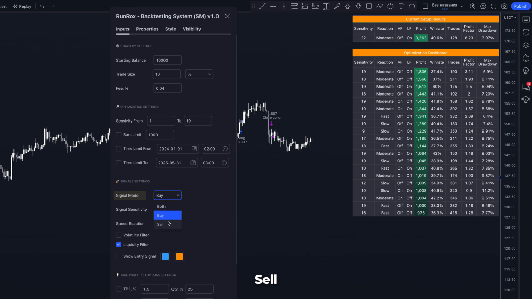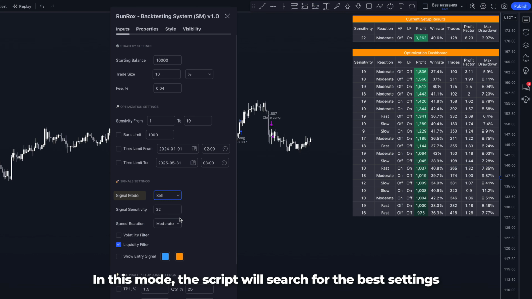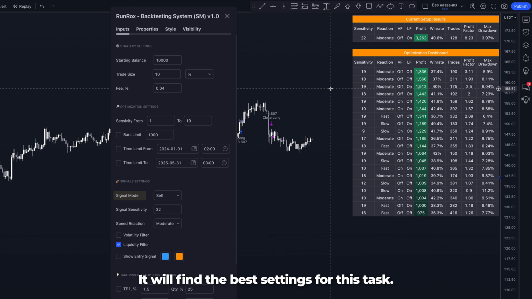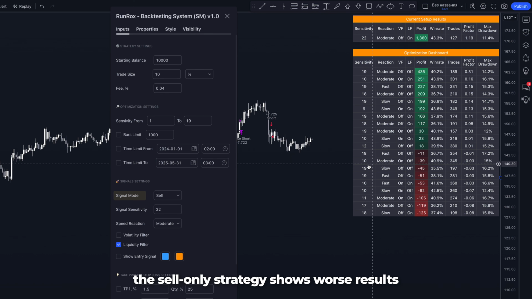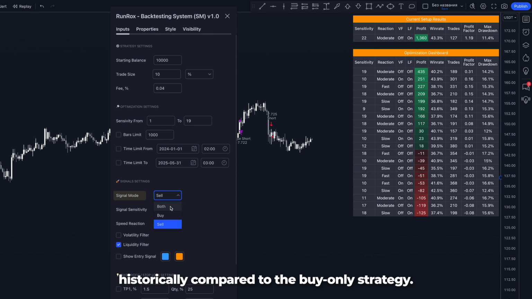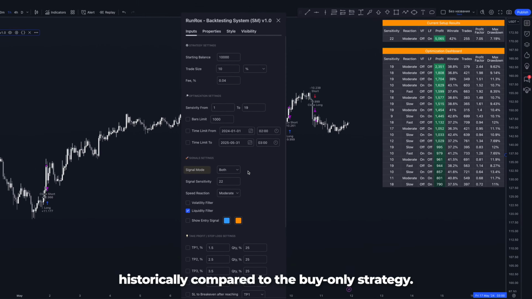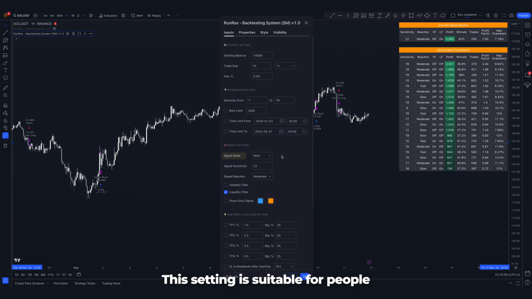Sell. The next mode is sell only. In this mode, the script will search for the best settings considering that you want to only sell the asset. It will find the best settings for this task. On the dashboard, you can see that in this case, the sell-only strategy shows worse results historically compared to the buy-only strategy. This setting is suitable for people who are looking exclusively to buy or sell an asset. This way you can find the most optimal settings for your strategy.